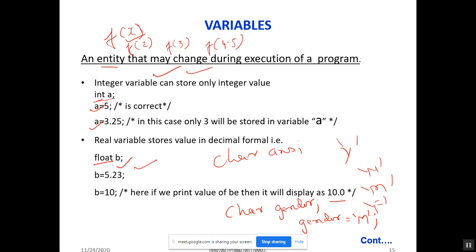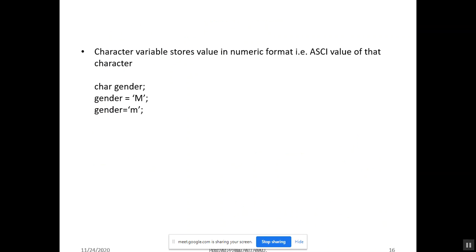I hope you have understood variable, constant, and what are data types. Till now we have seen 3 data types: integer, float, and character.